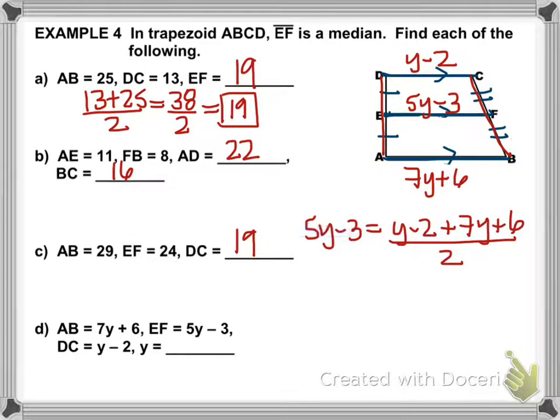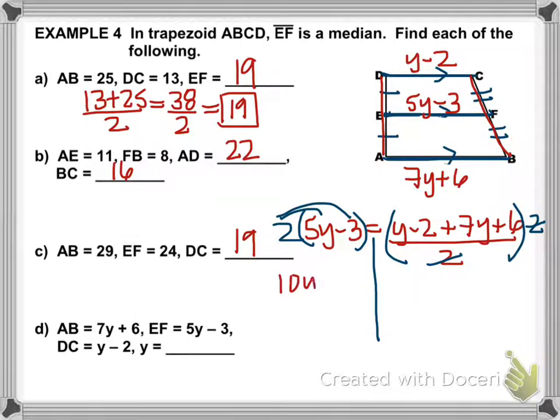So to solve this equation, I'm going to first suggest getting rid of that 2 denominator by multiplying both sides by 2. And what's going to happen, this 2 denominator is going to cancel with this 2. So on the right side of our equation, we'll just have that numerator. On the left side, we'll have to distribute that 2. So on the left side, 2 times 5y is 10y. 2 times negative 3 is negative 6. On the right side, it's just the numerator.